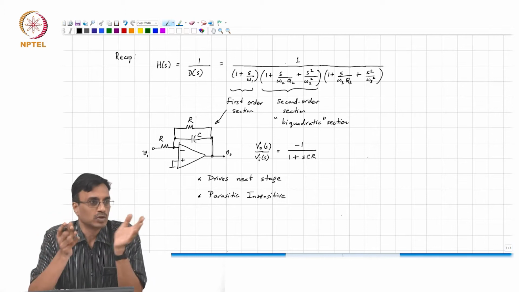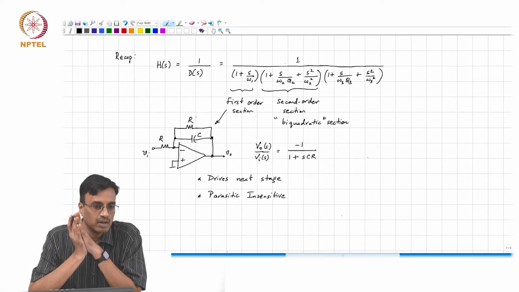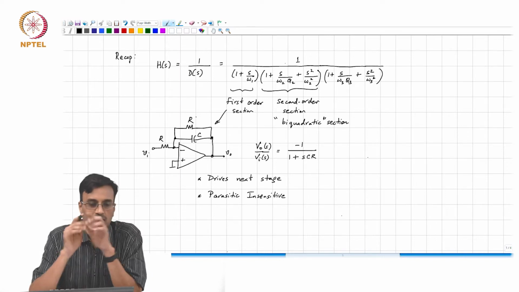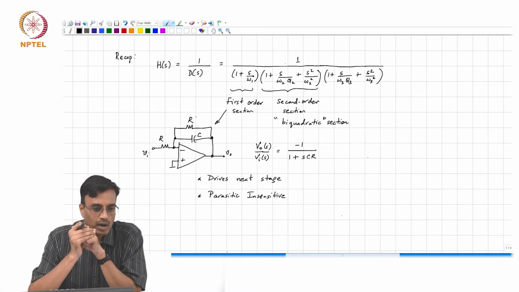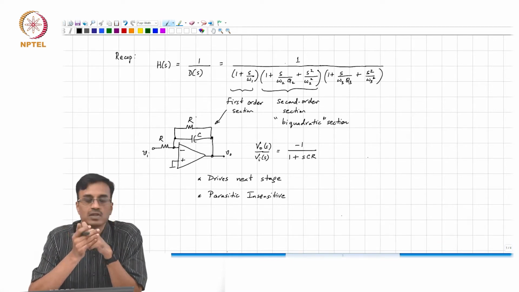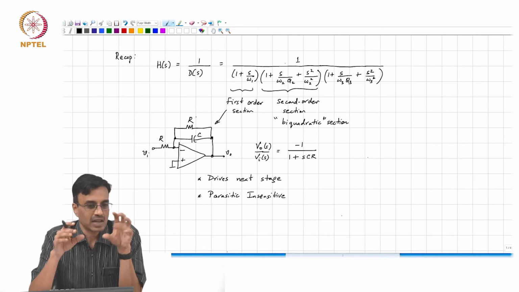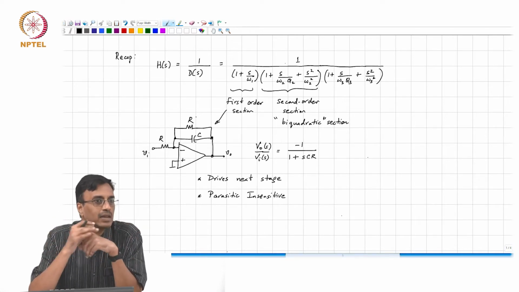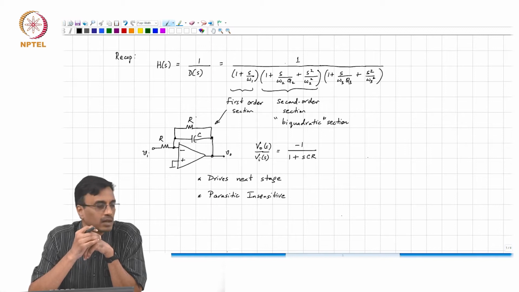Omega 1 corresponds to the 3 dB bandwidth of the first order section, and it's not merely enough to have an R and C and say okay, that also gives us a first order transfer function. One must realize that when we cascade sections together, loading does not affect the frequency response of the previous stage, right?